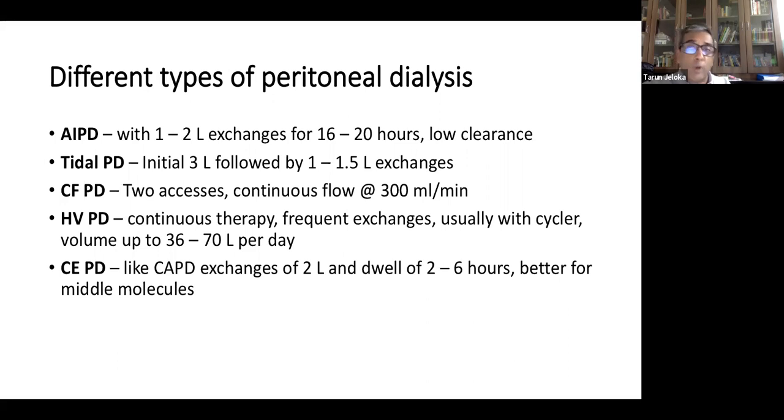It can be continued for a longer period of time, but acute intermittent PD catheter, especially with stiff catheter, has high risk of PD peritonitis, and it increases every day after 48 hours. What is tidal peritoneal dialysis? What you do is initially you instill 3 liters and then followed by 1 to 1.5 liters or 2 liters in and out. So you let some amount of fluid remain in the belly all the time.